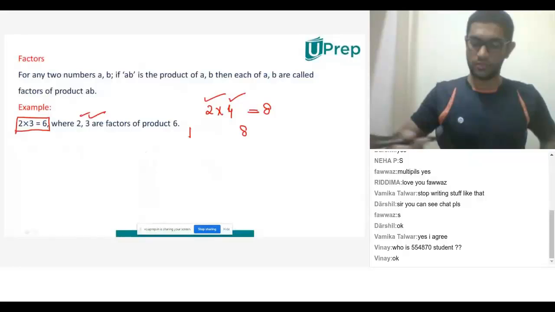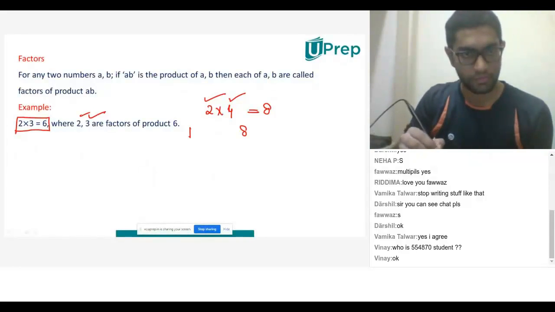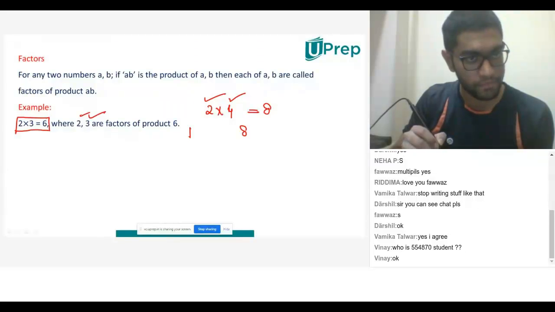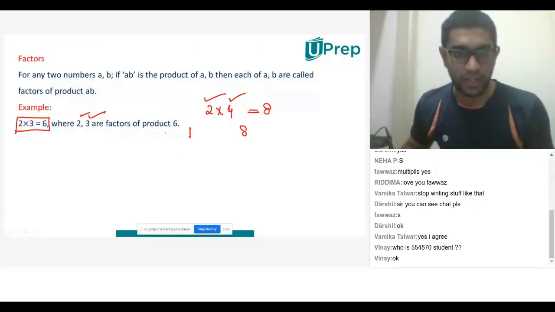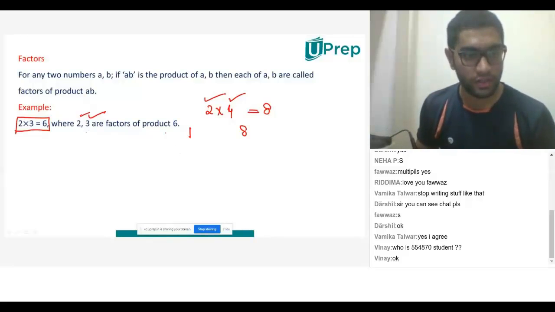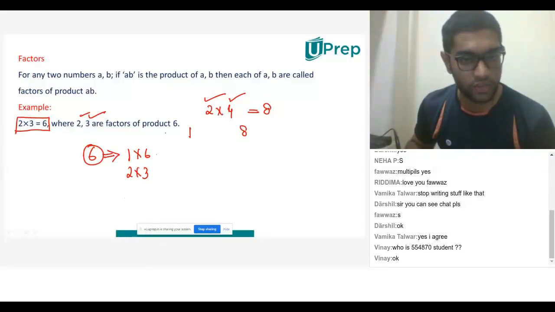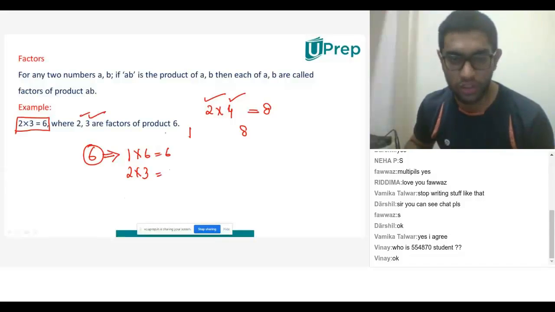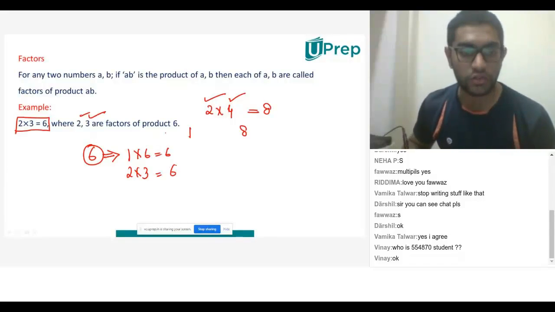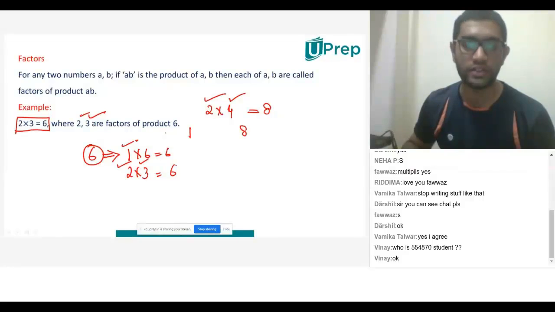Is this concept very clear? I wanted to explain both factors and multiples together. Yes, sir. Can you please explain it again? Yeah. So I explained factors and multiples together. Now, what does he say? If I take the number 6, how can I write it? I can write it as 1 into 6, correct? Or I can write it as 2 into 3. 1 into 6 gives me 6. 2 into 3 also gives me 6. So what are the factors of 6? 1, 2, 3 and 6.